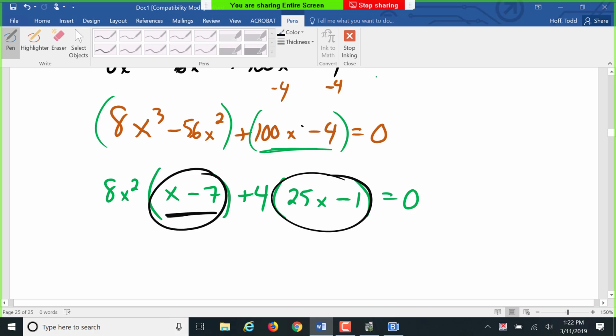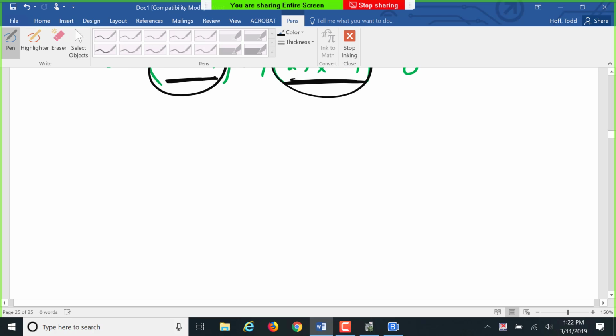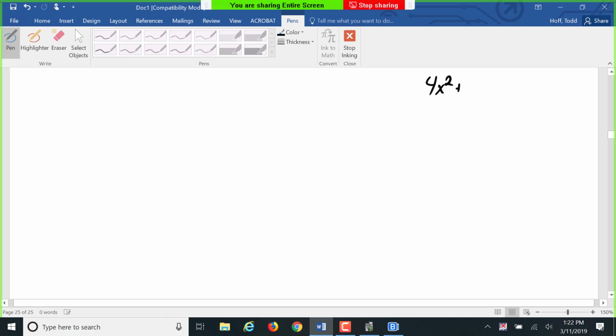Well, we can't even do that because these two have to be the same in order to be able to go any further with grouping. If those two aren't the same, we are done here. It's not factorable. But we might have something like 12x squared. So let's do 12x to the third minus 4x squared.